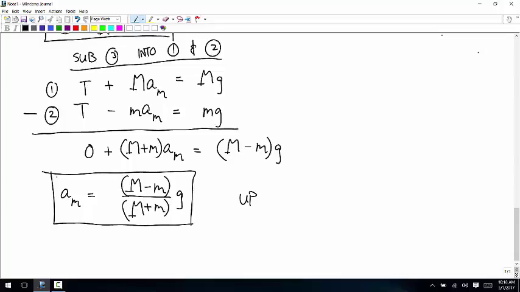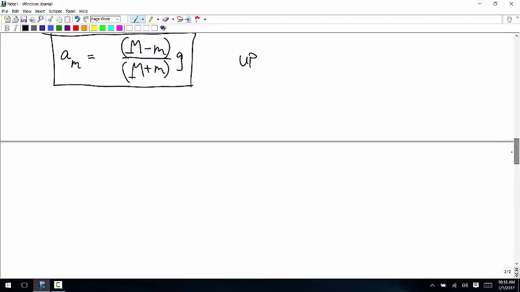Okay, so that's massless. That didn't use any rigid body stuff. That was particle kinetics. Any questions about that one? As you can see, as the little mass gets closer to the big mass, the acceleration goes to zero, like you would expect. Once they're the same mass, they just hang there.